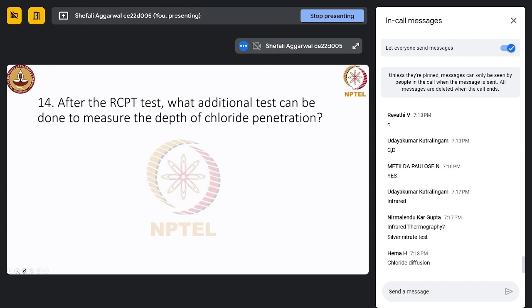Chloride diffusion test. Chloride diffusion is a correct answer, but the sample for our RCPT is very small, right? When we are doing the chloride diffusion test, we are taking samples from small depths like 5 mm, 10 mm, 20 mm. It will be very difficult for us to do that on a very small specimen. So we will do a rapid test, as someone has said, the silver nitrate test. So we will use the silver nitrate test. That would be an easier method.